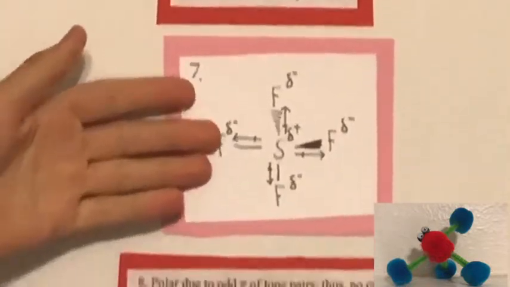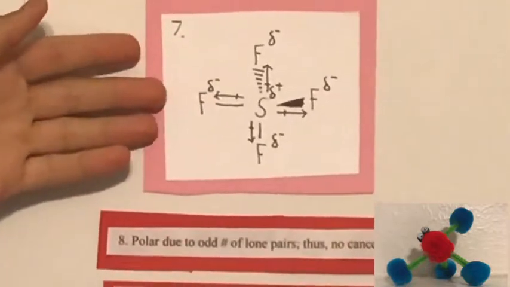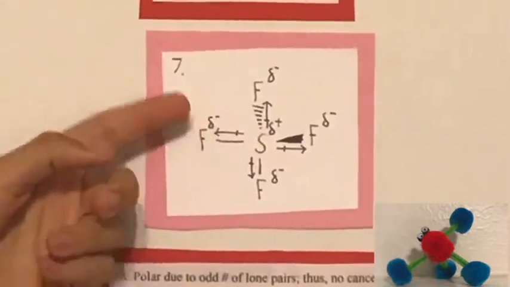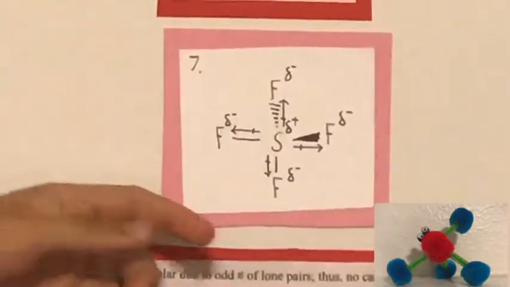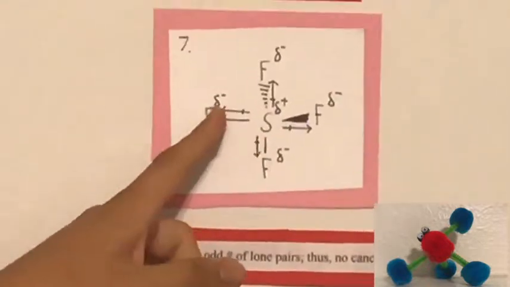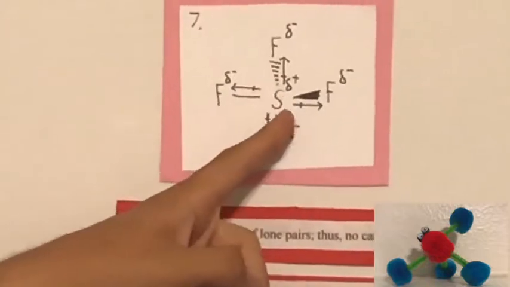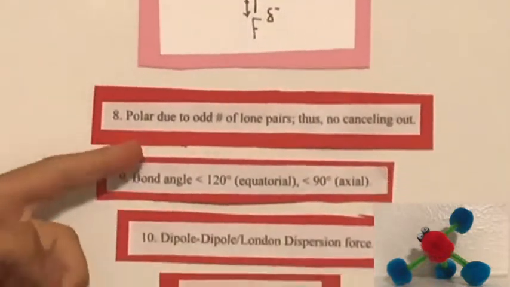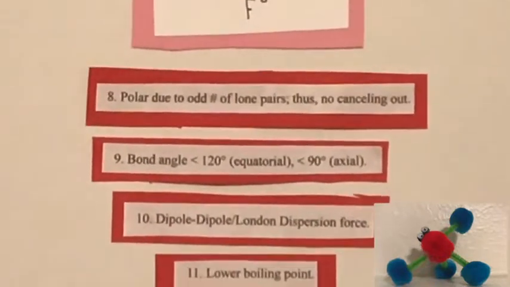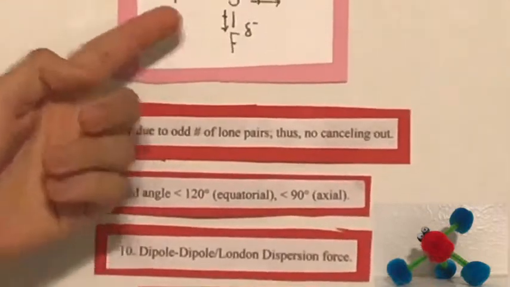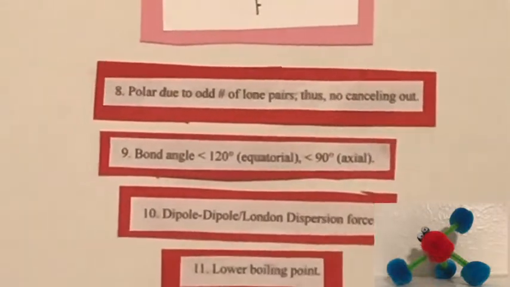And this is the drawing of the model that has the dipole moment arrows and partial positive and negative signs on them. And F is more electronegative than the sulfur, so the arrows are pointing towards the fluorine coming from the sulfur. Next, we have the polarity, and this is polar due to an odd number of lone pairs, because there's only 1 lone pair on this. Thus, it does not cancel out.